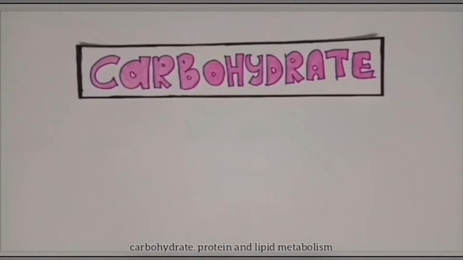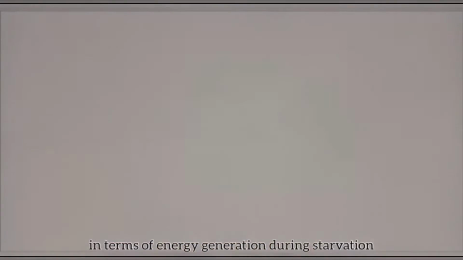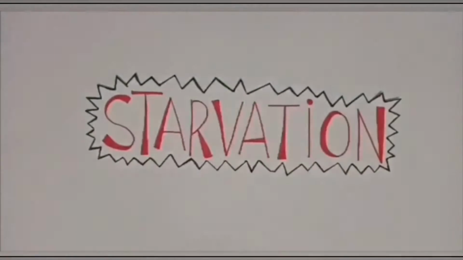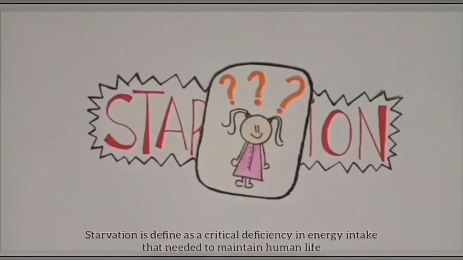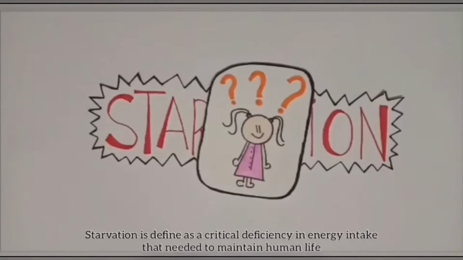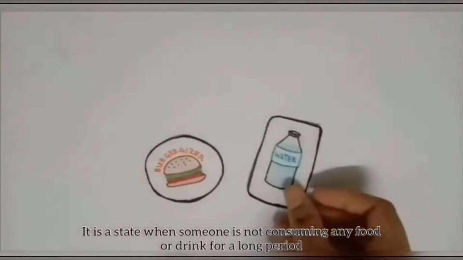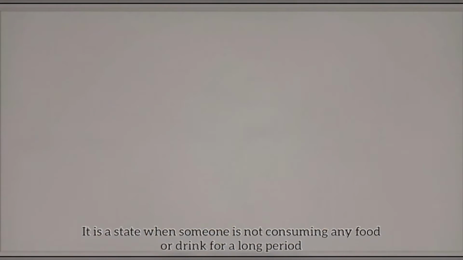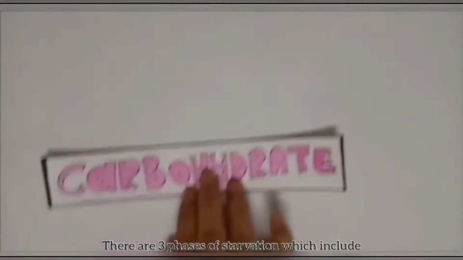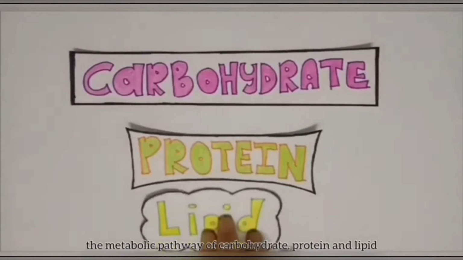This video will explain about carbohydrates, protein and lipid metabolism in terms of energy generation during starvation. So, first of all, we need to know what is starvation. Starvation is defined as a critical deficiency in energy intake that is needed to maintain human life. It is a state when someone is not consuming any food or drink for a long period. There are three phases of starvation, which include the metabolic pathway of carbohydrate, protein, and lipid.